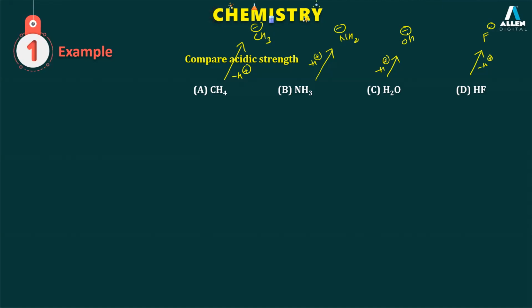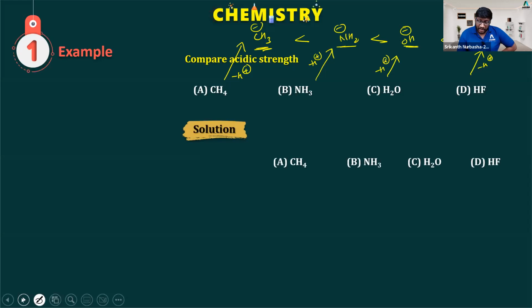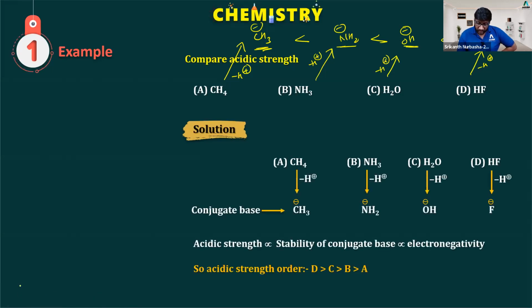F minus is more stable because the negative charge is present on the more electronegative atom. I am talking of electronegativity because I am comparing the species which are in the same period. In the period, electronegativity is the dominating factor. So F minus is greater than OH minus, then NH2 minus, then CH3 minus. So this is the order of stability. More stable the conjugate base is, more acidic. So CH4 least, then NH3, then H2O, then HF. So acidic strength order is D more acidic, then C, then B, then A.